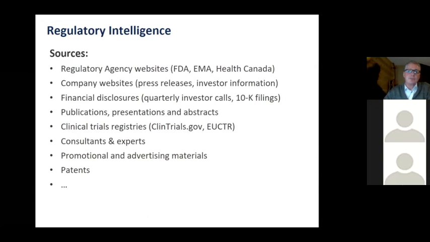There are a lot of sources for regulatory intelligence, and that is regulatory agency websites, company websites, specifically looking at press releases and investor information, financial disclosures such as 10K filings and minutes of quarterly investor calls and investor decks are extraordinarily full of valuable information when you're doing competitive intelligence or regulatory intelligence. Find publications, presentations, and abstracts, clinical trials registries. Consultants are always helpful, and even sometimes promotional advertising materials and patents are very useful.